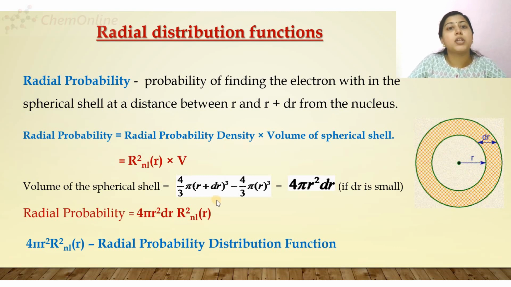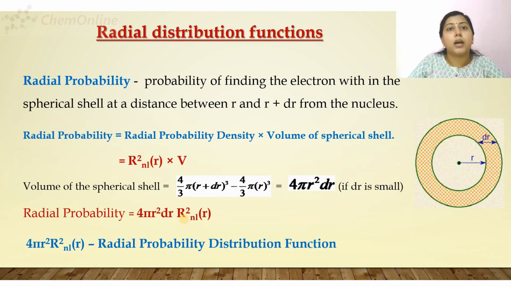Now the volume of the spherical shell is 4/3 pi (r plus dr) whole cubed minus 4/3 pi r cubed. If we assume dr is very small, this can be approximated to 4 pi r squared dr. So we can write the radial probability as 4 pi r squared dr times capital R squared, the square of the radial wave function.